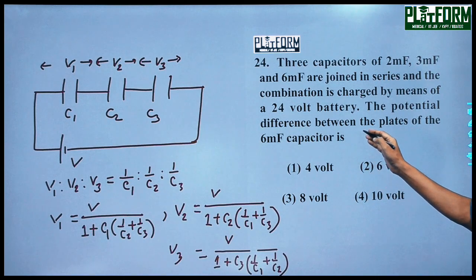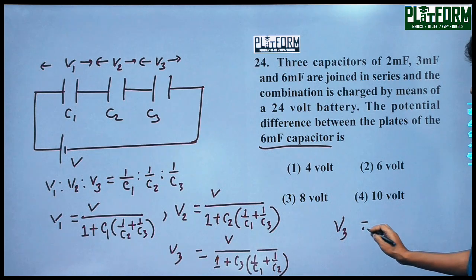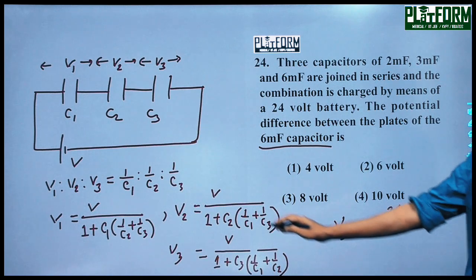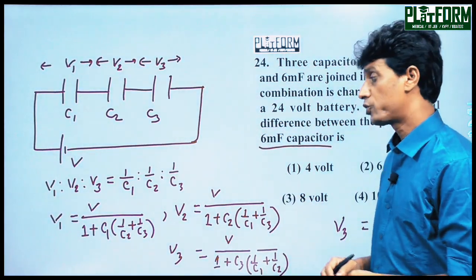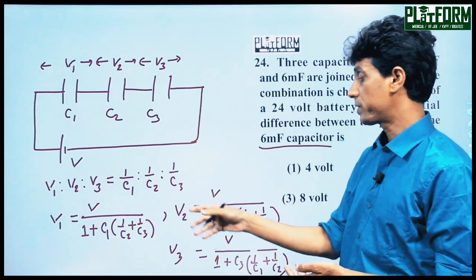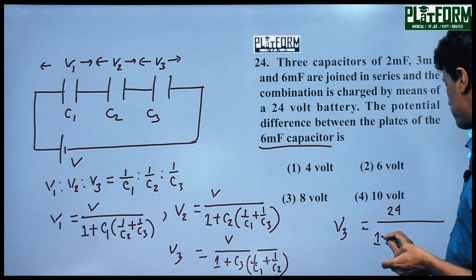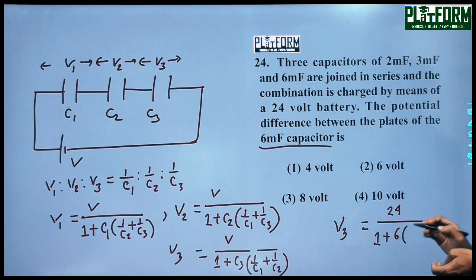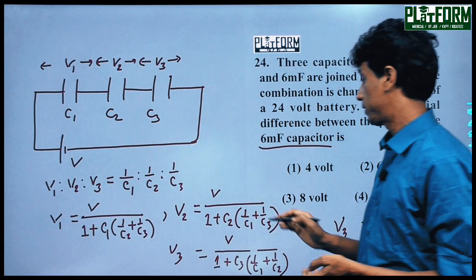Here we have to find the potential difference between the plates of the 6 millifarad capacitor. So if we take it as V3, then the total is 24. Applying this formula, according to the features of these combinations, the charge is the same and the potential divides in inverse ratio of capacitances. So V3 is 24 over 6 times (1/2 + 1/3), giving 24 by 6, and the answer is 4 volt, so the right option here is 1.